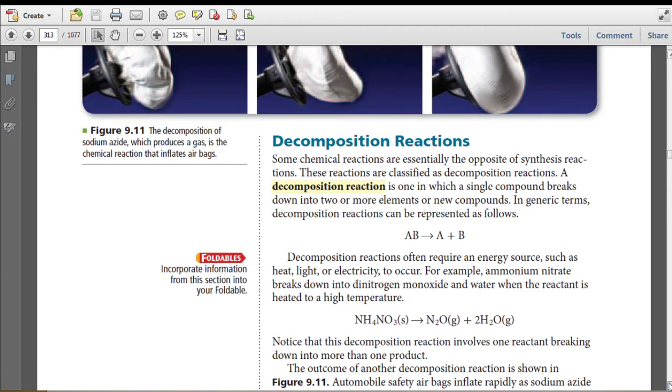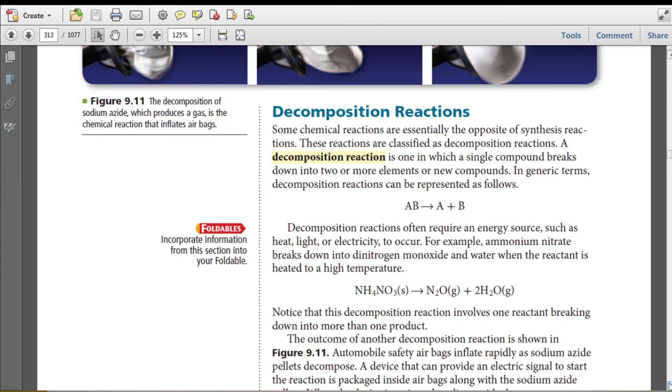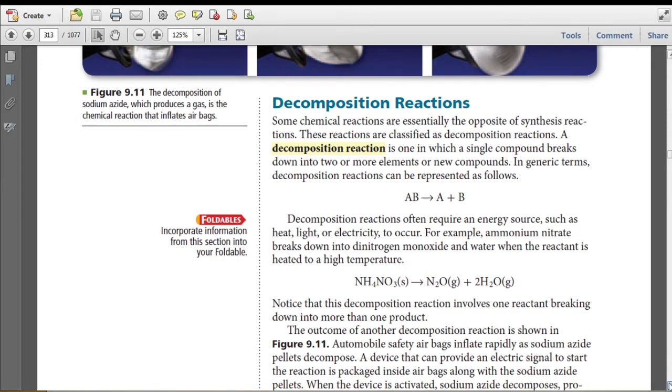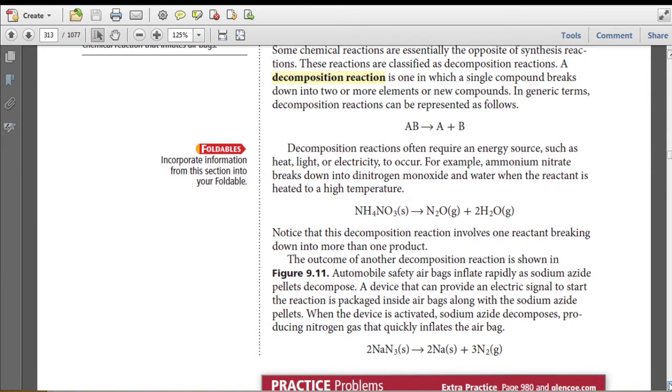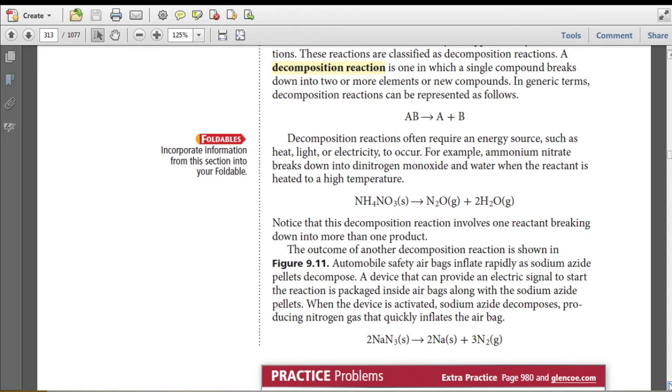Decomposition reactions often require an energy source, such as heat, light, or electricity, to occur. For example, ammonium nitrate breaks down into dinitrogen monoxide and water when the reactant is heated to high temperature. Notice that the decomposition reaction involves one reactant breaking down into more than one product.